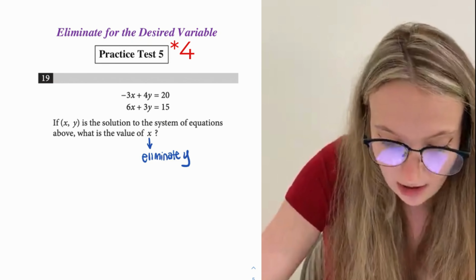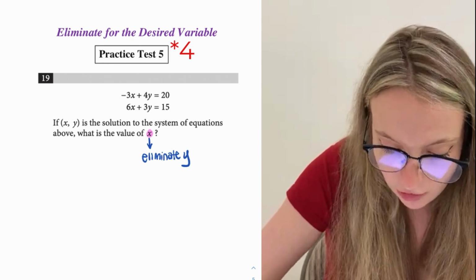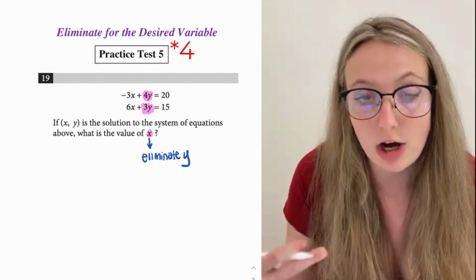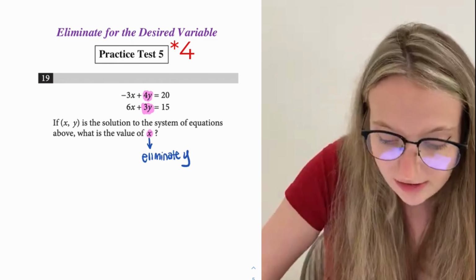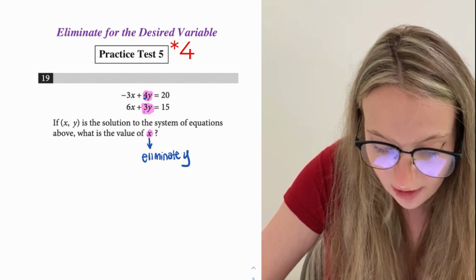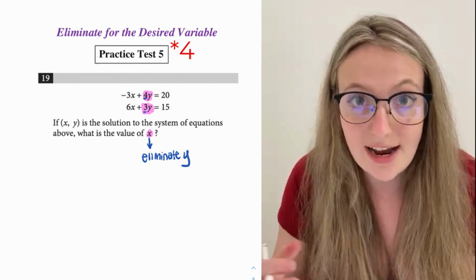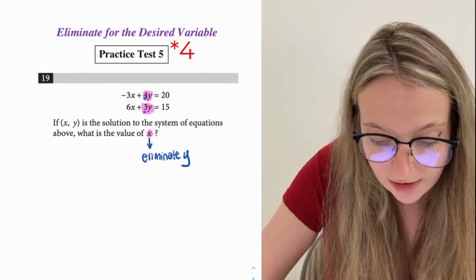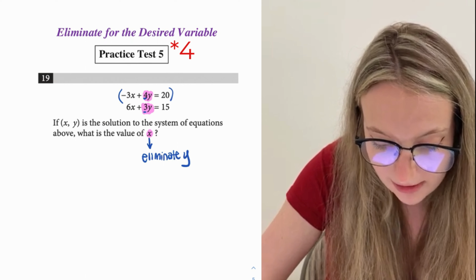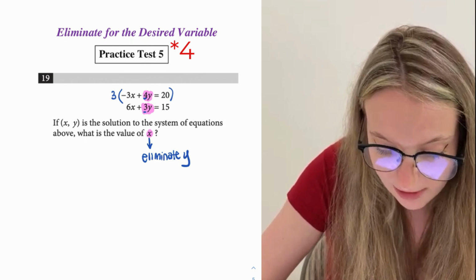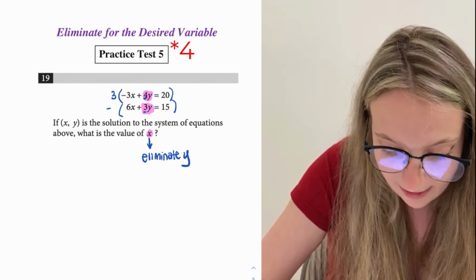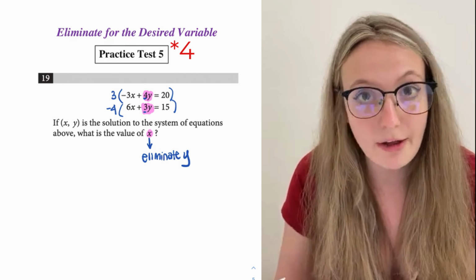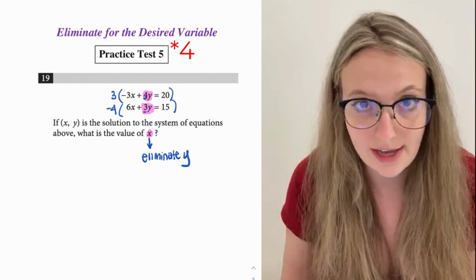Let's talk about how we would do this, because this is definitely the most complicated a question like this can get. So I definitely want to talk about this possibility. We need to get these two numbers to be of opposite signs and of the exact same number. If I multiply the top equation's 4y by 3, and multiply the bottom equation's 3y by -4, that's going to get us a 12y on the top and a -12y on the bottom. So that would be sufficient for the y's to cancel out.